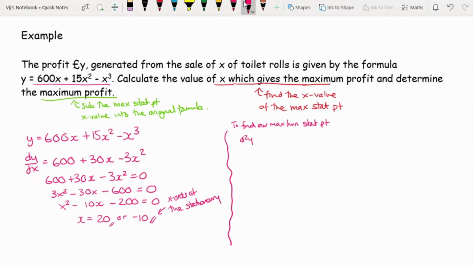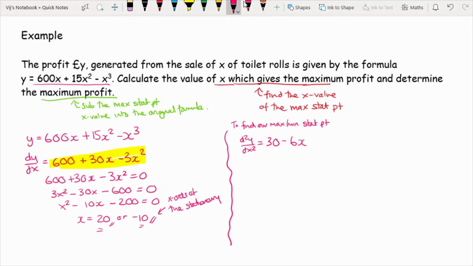So if I then work out the second derivative, d squared y over dx squared, and again I'm going to be differentiating this, I get a value of 30 minus 6x. Now from this I want to work out which of these two values here will give me my max and minimum value.